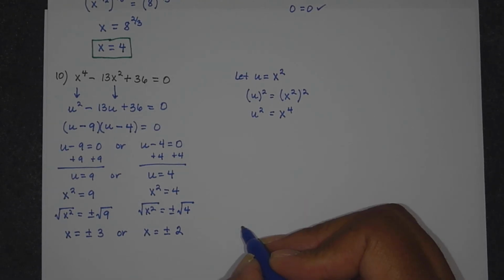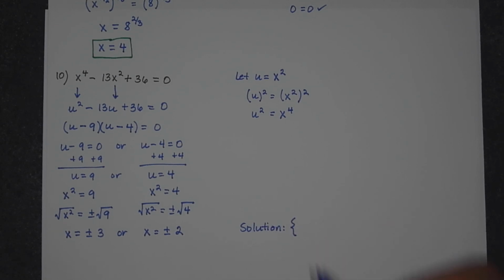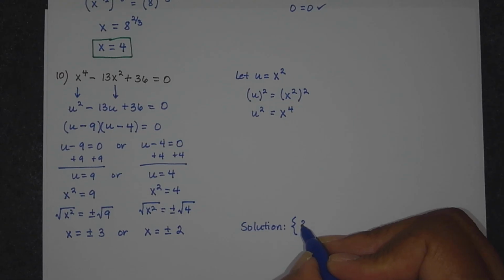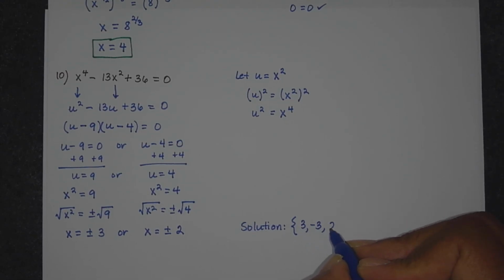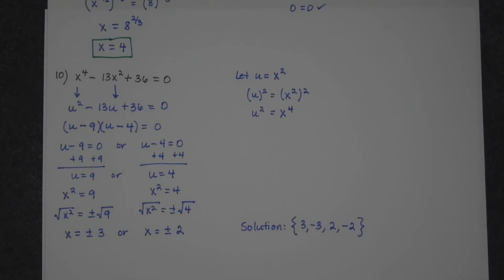Okay, so I have 4 solutions for this equation. x is equal to 3 and negative 3, x is equal to 2 and negative 2. And here the order doesn't matter. Are there any questions about problem number 10? Just solving an equation that is quadratic in form, and you have to use an appropriate u substitution for that particular problem.